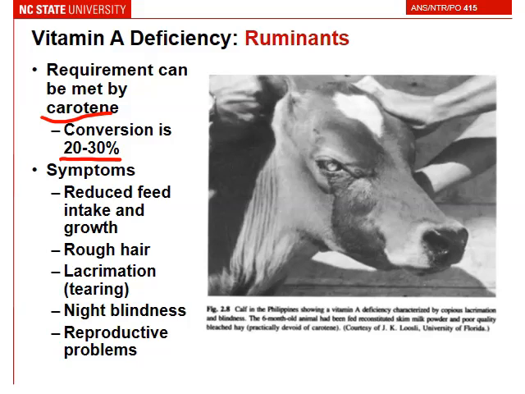Other symptoms that you'll see are reduced feed intake and growth, and rough hair, and that's all because we have this change in our keratin proteins. We're increasing the expression of some of our keratin proteins, and we're decreasing the expression of some of the other ones. So that's going to result in rough hair. We'll also get night blindness, and we will have a significant amount of reproductive problems: many abortions, reabsorbed fetuses, etc.